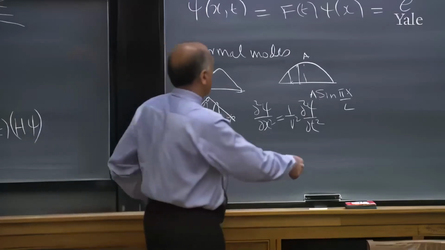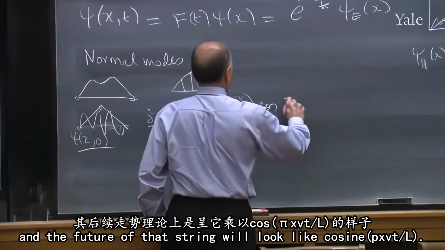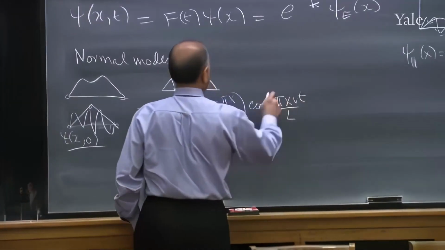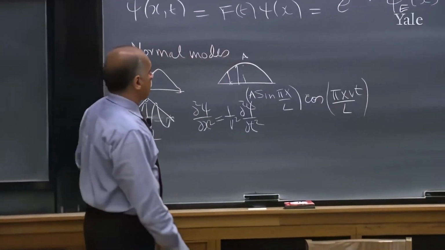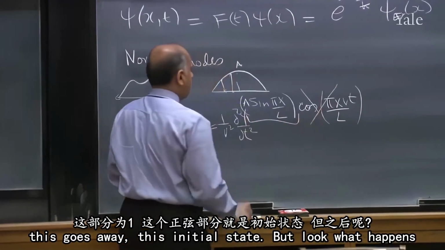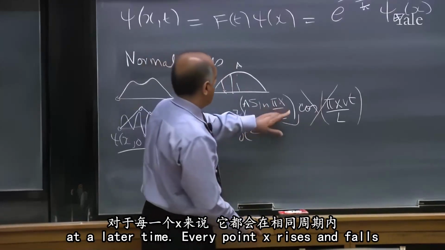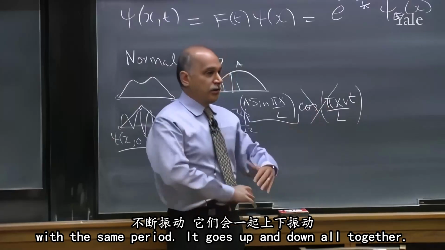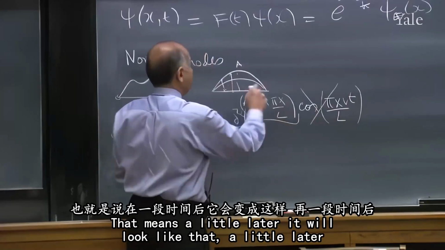It'll go up and down, and the future of that string will look like cosine pi x vt over L. Look at this. This is a time dependence. At t equal to 0, this goes away, this is the initial state. But look what happens at a later time. Every point x rises and falls with the same period. It goes up and down all together. That means a little later it will look like that.